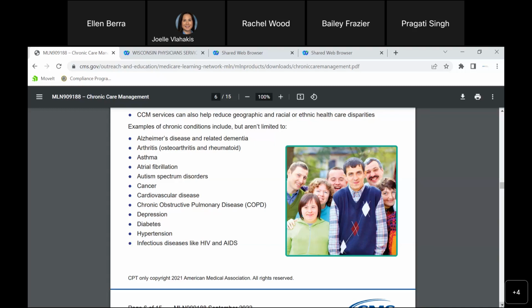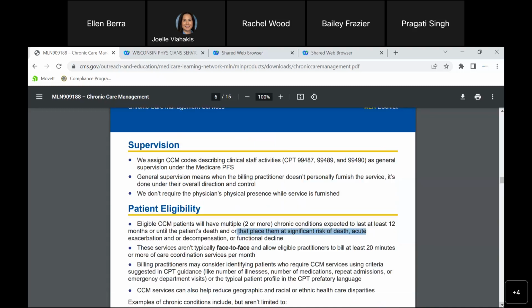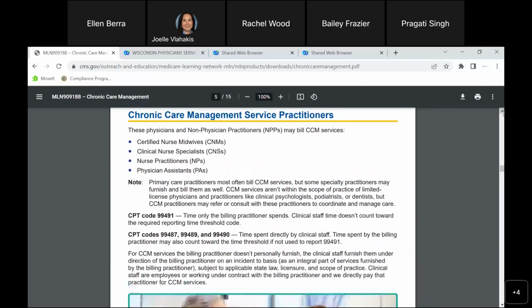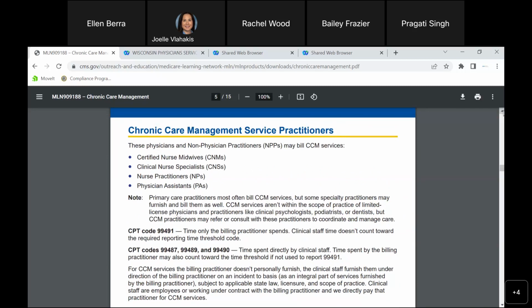Now we're going to go up to page 5. I'm going to scroll up here real quick, and we're going to talk about who is eligible to provide these services. Really, we have two different things going on. We have who is eligible to bill for these services, and you can see there MDs or DOs are eligible, as well as non-physician practitioners, and those are listed there for you.